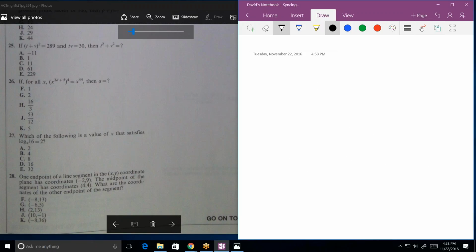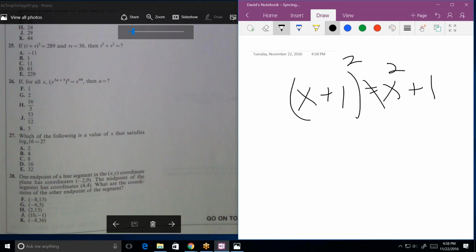I cannot tell you how many students I have, smart students, that make this mistake all the time. That is not the correct answer. In other words, when you're squaring a binomial term, you're not just going to end up with the first term squared plus the second term squared. You're going to have a middle term in there.